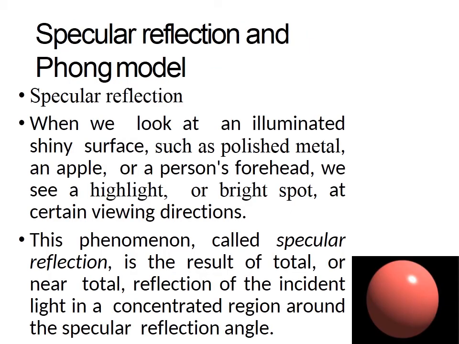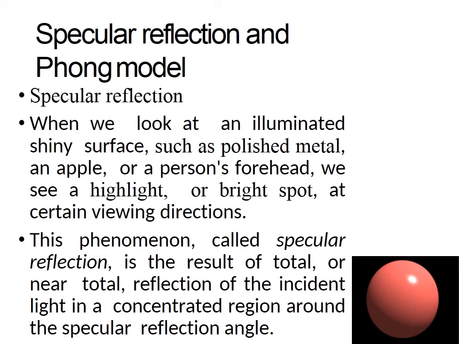So, specular reflection and Phong's model. When we look at an illuminated shiny surface such as polished metal, an apple or a person's forehead, we see a highlight or bright spot at certain viewing directions. This phenomenon, called specular reflection, is the result of total or near total reflection of the incident light in a concentrated region around the specular reflection angle.